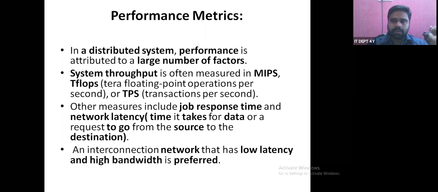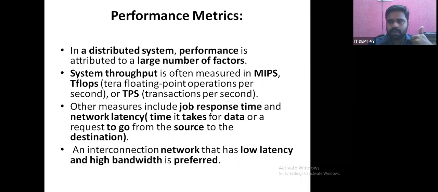Likewise, here also it is the number of instructions executed. MIPS means million instructions executed per second. The next one is TFLOPS, which means floating point operations executed per second, and then transactions executed per second. Here we take the second as the unit: within 1 second, how many instructions are executed, that we call throughput. If the throughput is high, we can say the system is very good performance-wise.